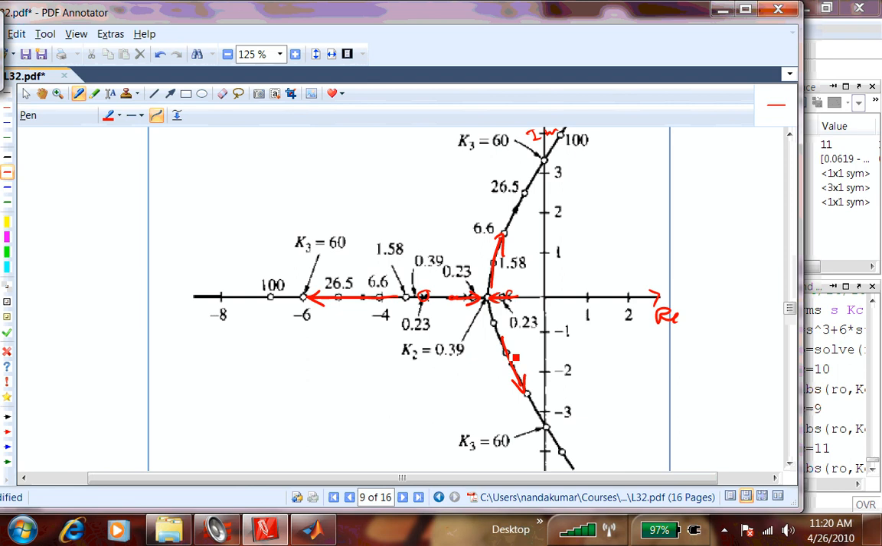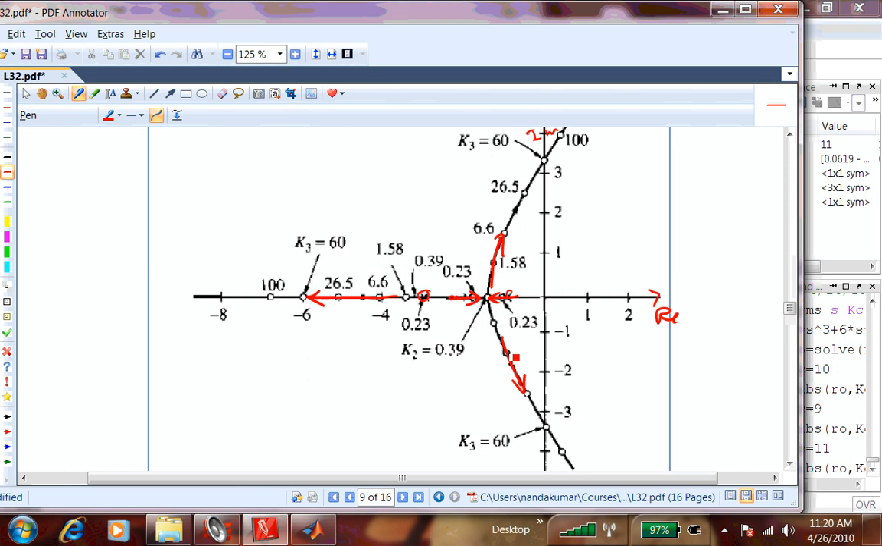So they become complex. At what point does it become complex? It's on the table. Somewhere here, 0.39. These two roots merge. Okay? And then they spread across. One goes towards the top, the other one goes towards the bottom.